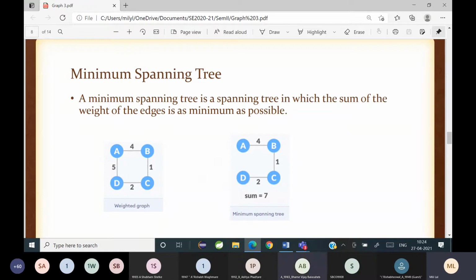Because A, B, C, D are offices. The edges are the phone lines that have to be connected, and the values written on the edges are going to be the cost offered by the phone companies. So you have to select the edges in such a way that all the vertices are present, but the edges are selected in a minimum manner, so that the total cost borne by us will be less. So a minimum spanning tree is a spanning tree in which the sum of the weight of edges is as minimum as possible.